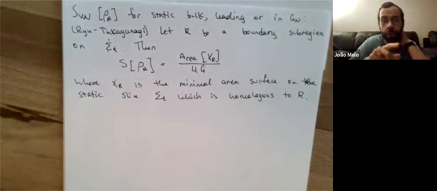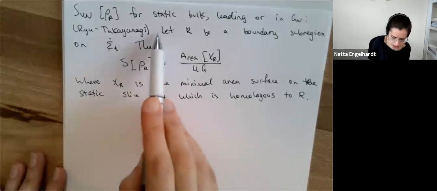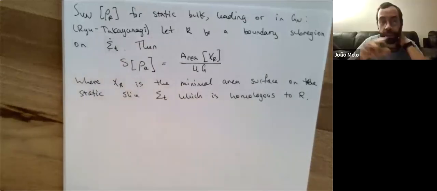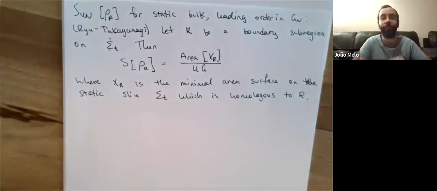Hi, sorry, could you just repeat the first line, please? The first line, so that R be a boundary subregion. No, it's for a static bulk. Oh, to leading... What's the next word? Order in... Okay, in G, thank you.